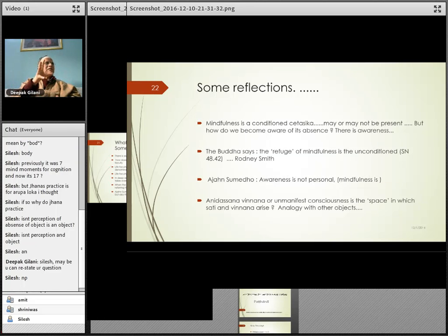The chitta is by itself luminous. It gets defiled by adventitious defilements. They keep coming, that is why it gets defiled. Otherwise by itself it is pure and luminous. What does it mean? It points in that direction.